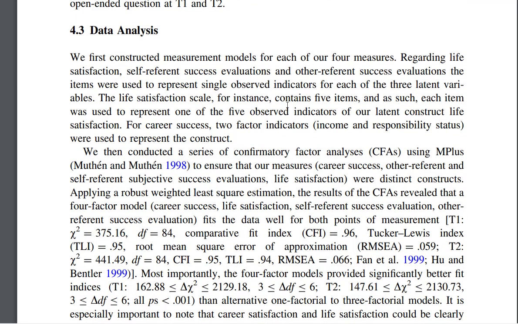I'm definitely going to skip the data analysis because, again, the math involved doesn't interest me. I'm just going to trust them to do the math for me.